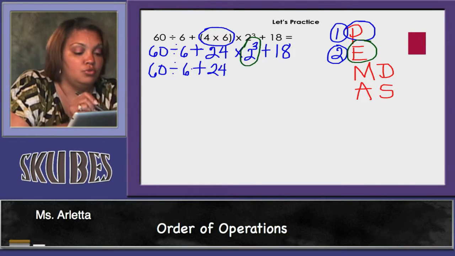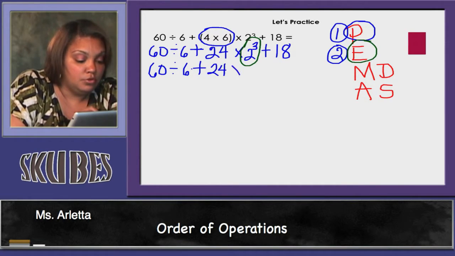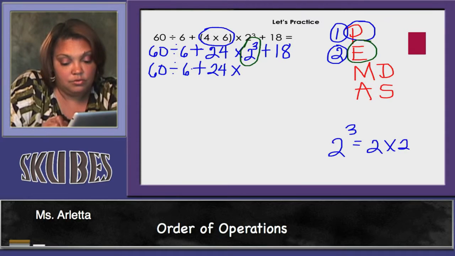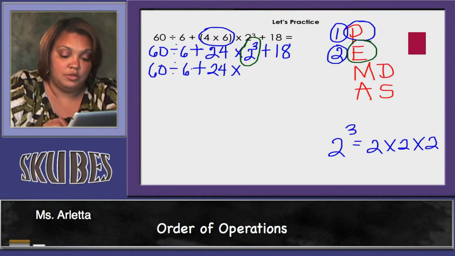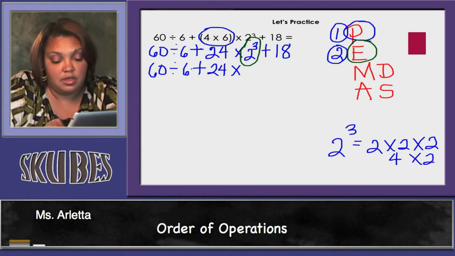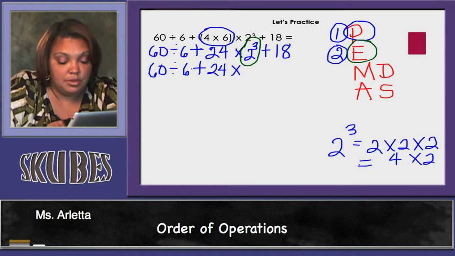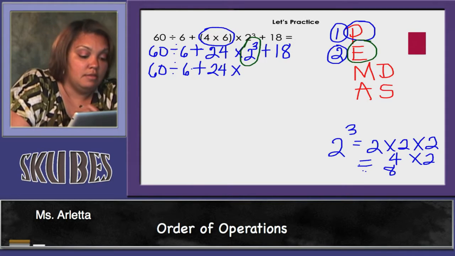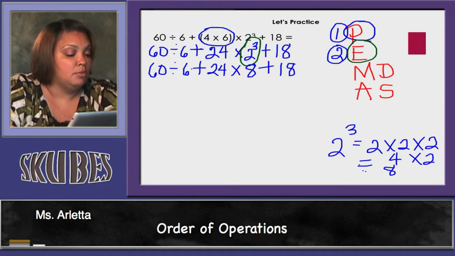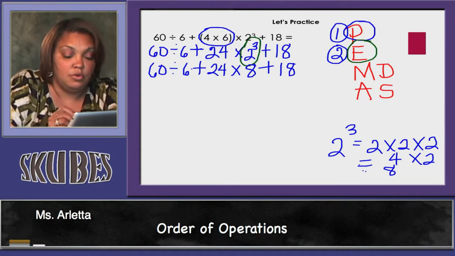What did I just circle? 2 to the third. 2 to the third is the same as 2 times 2 times 2. What is 2 times 2? 4. 4 times 2 is 8. So my answer would be 8. So 8 would go here, plus 18. Wow, I still have a lot of plus, multiplication, plus, division symbols.